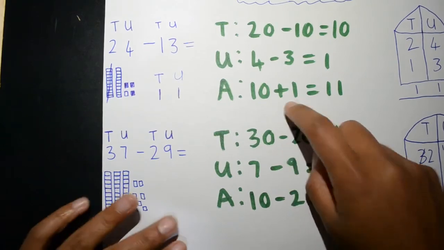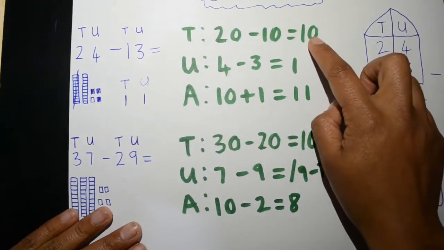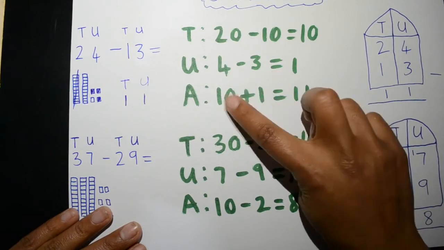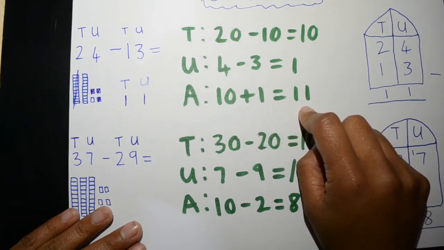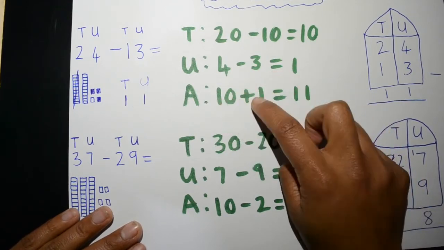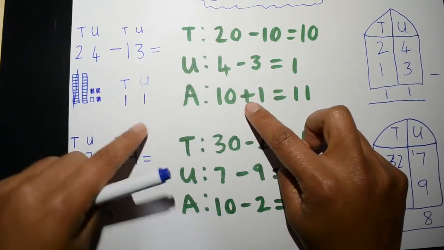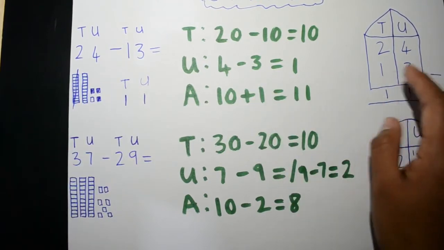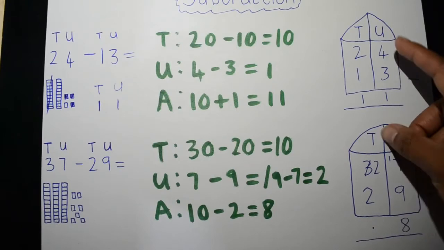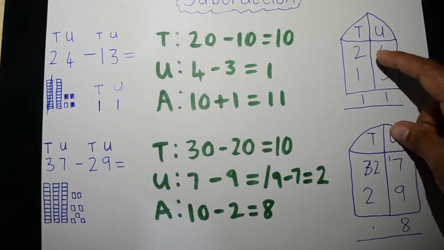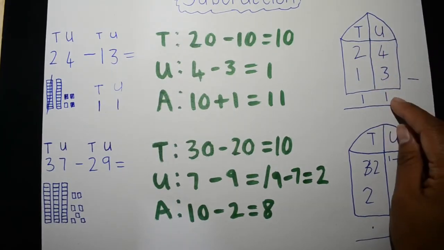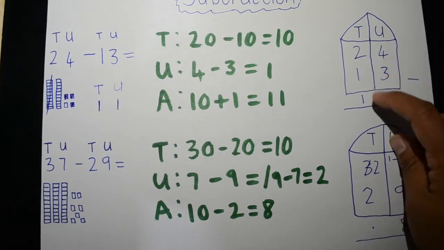Alright, so 10 and 1. 10 plus 1 gives me 11. I can't say minus 1 because that will give me 9, and that's the wrong answer. Then I come to the house. Tens and units. 4 minus 3 is 1. 2 minus 1 is 1.